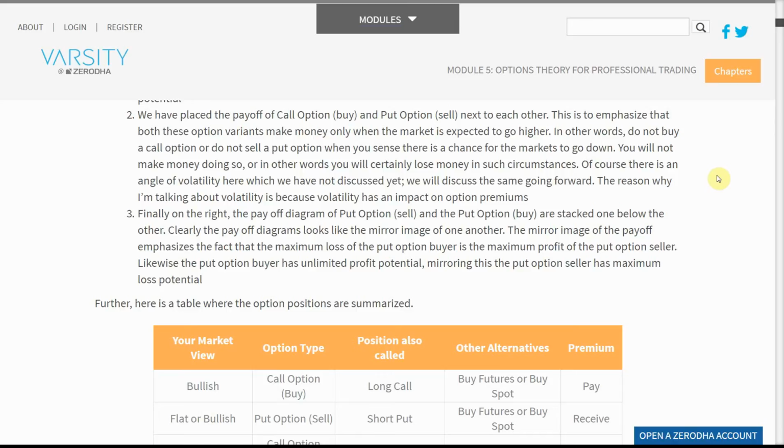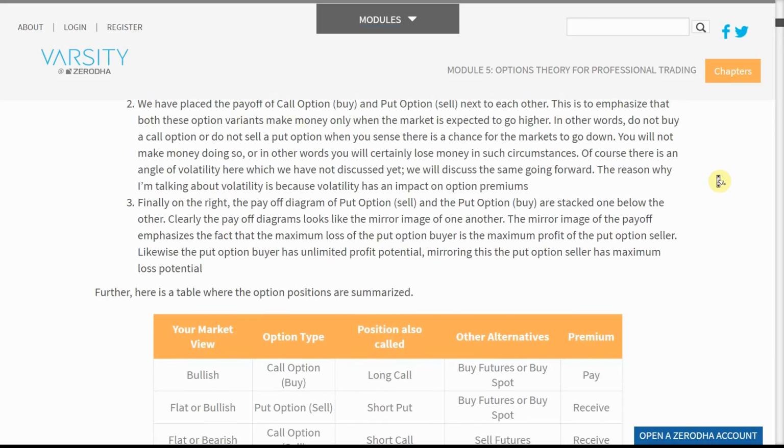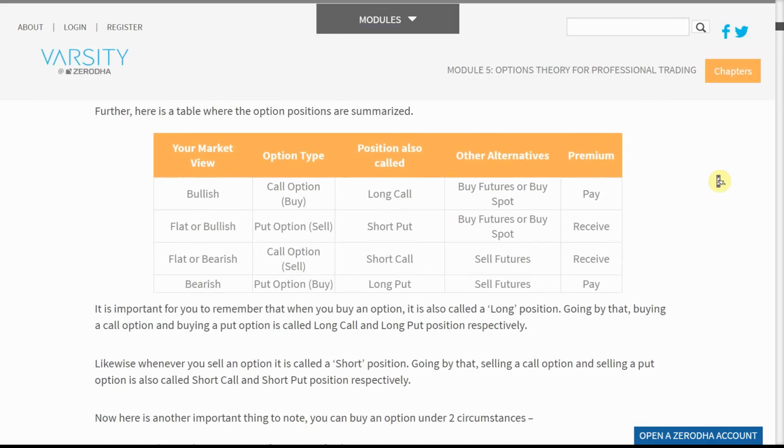The mirror image of the payoff emphasizes the fact that the maximum loss of the put option buyer is the maximum profit of the put option seller. Likewise, the put option buyer has unlimited profit potential. Mirroring this, the put option seller has maximum loss potential. Further, here is a table where the option positions are summarized.